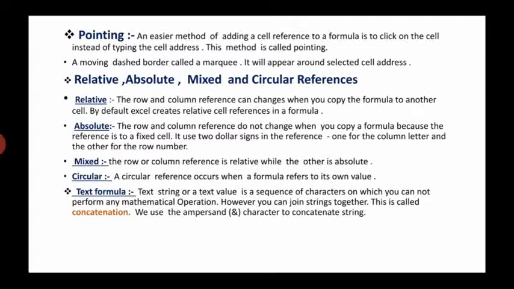Next topic is text formula. We know very well we cannot perform any mathematical operation on a text or string, but if you want to join two strings in a single cell, then we have to perform a concatenation operation. Concatenation operation means we can join two strings or words in a single cell. For this operation, we have to use the ampersand sign in a formula.